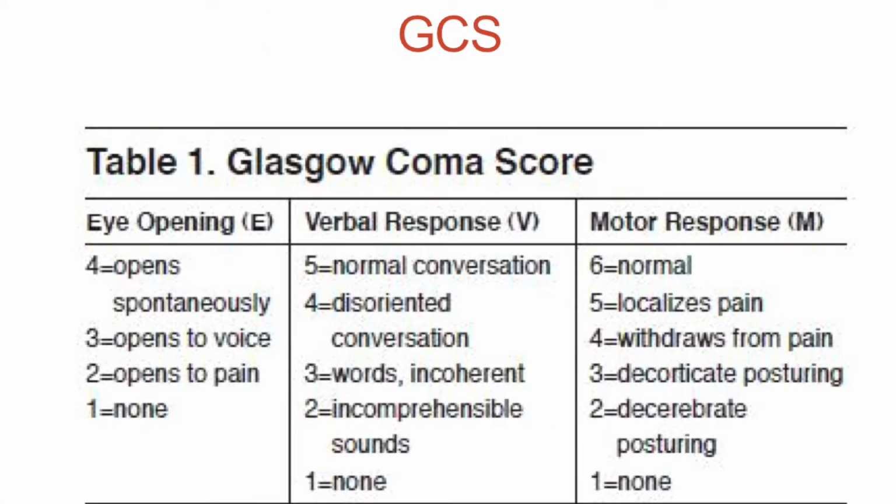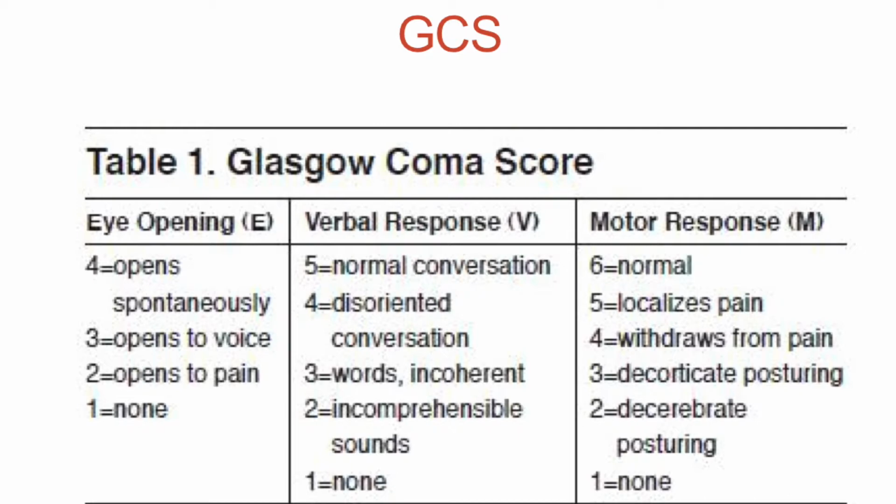Okay, so the Glasgow Coma Scale. So there's 3 different areas for the Glasgow Coma Scale. First is the eye opening, and I think of this as my own type of mnemonic, 4 eyes. So 4 is they're open spontaneously. 3, they open to voice. 2, they open to pain. And 1, they have not opened their eyes at all. Verbal response, I think of this as the Jackson 5. So 5 is normal conversation. 4 is disoriented conversation. 3 is words that are incoherent. 2 is incomprehensible sounds. 1 is they're not verbal at all.